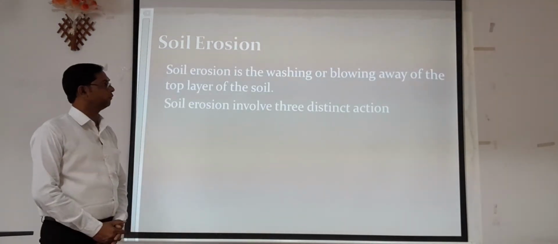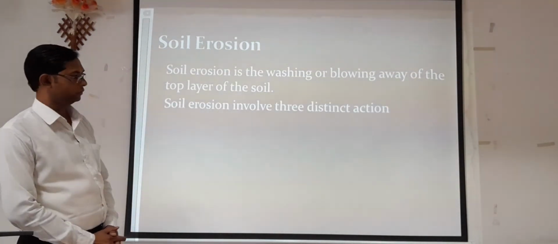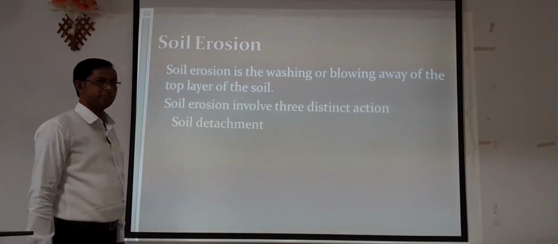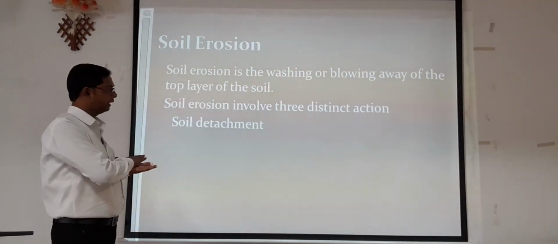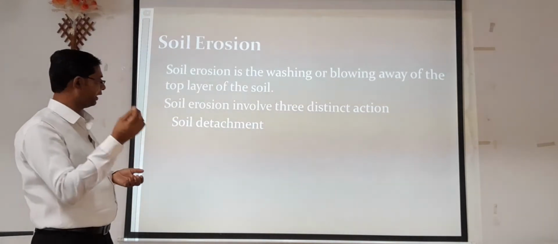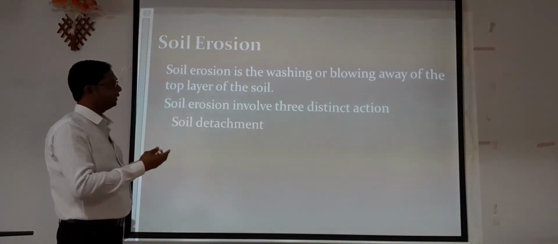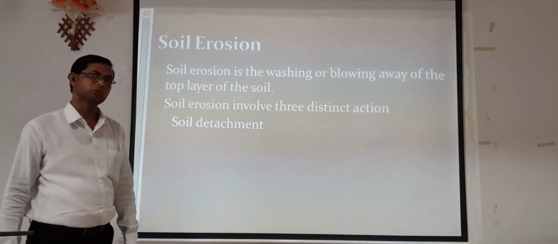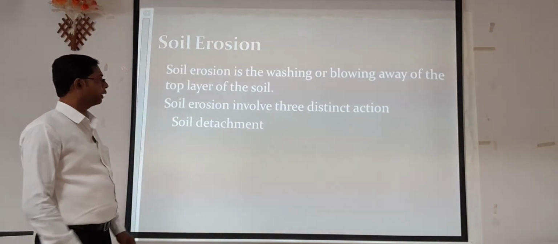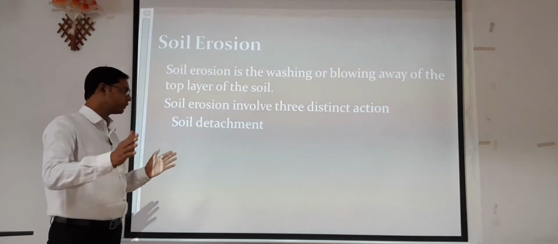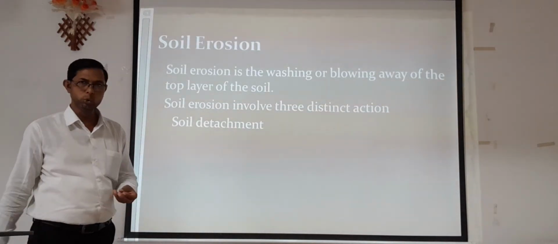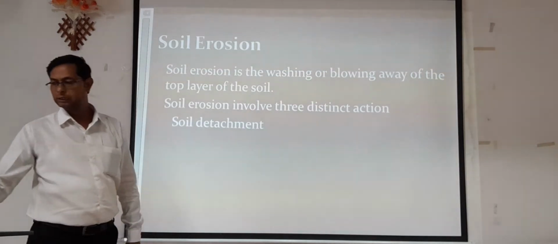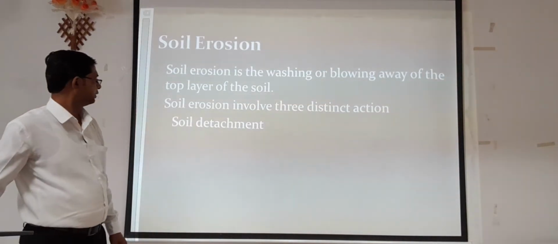Soil erosion involves three distinct actions. The first one is soil detachment, which means the upper layer gets detached and the particles start to separate. Due to this detachment, the topmost layer or upper layer becomes loose and the particles separate from each other.